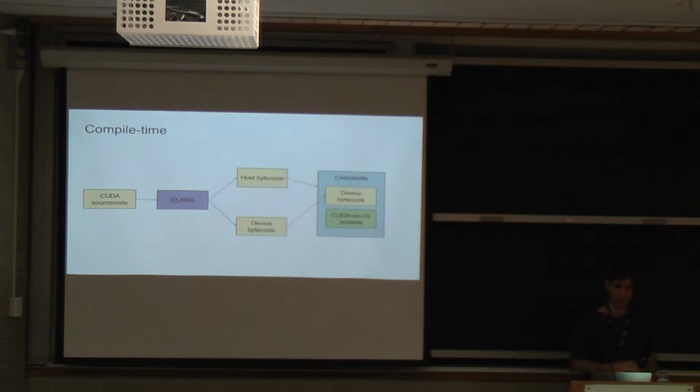Looking more at compile time, this is a little bit more detail. We've got the NVIDIA CUDA source code. We use Clang, which converts it into bytecode. It's going to split the source code into two: the host bytecode and the device bytecode, and Clang does that for us, so that's great. That means we can have a single source code going in. Then the host bytecode is going to be compiled into an executable via an object file, so you can link it together if you want.